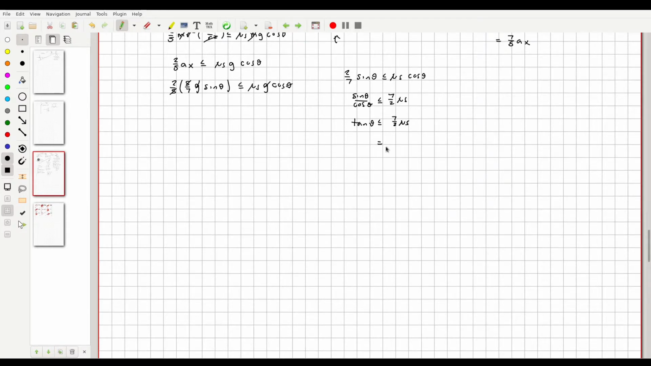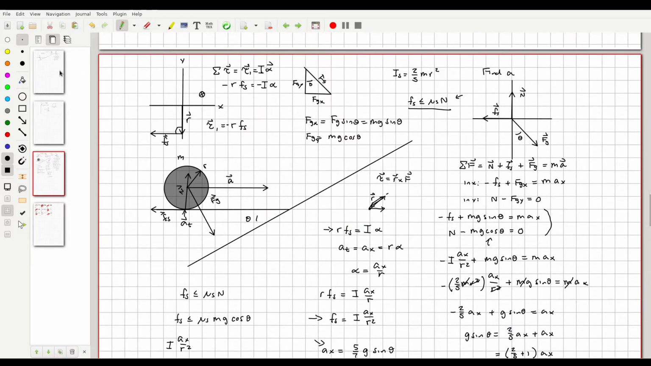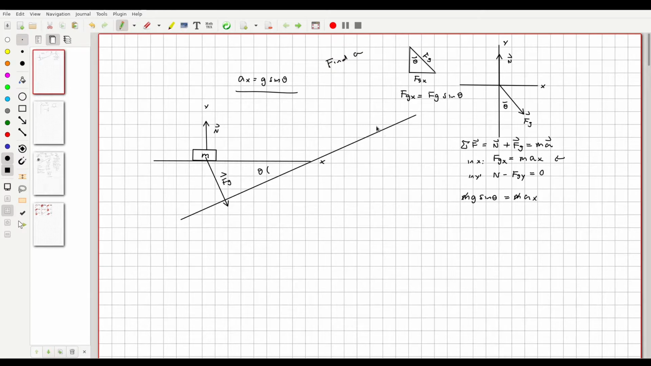So if I set this to be an equals, what that means is that if I do an arc tangent here of 7/2 mu sub s, my angle needs to be less than or equal to this for this thing to roll without slipping. Okay, now let's compare that to a situation like this, where we have a frictional force. We've done this problem before: you have a static frictional force and you're asking, what is the maximum angle that I can elevate this thing to before it starts to slide?